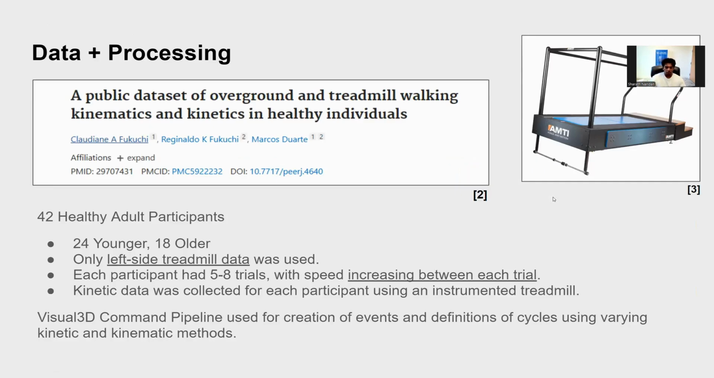So the Fukuchi et al. dataset published in 2018 was used for this investigation, and this dataset included walking data from 42 healthy adult participants. Of that 42, it was broken down into 24 younger and 18 older adults. Only left side treadmill data was used, and each participant had 5 to 8 trials of increasing speeds. Kinetic data was also collected using an instrumented treadmill, which provided the baseline.